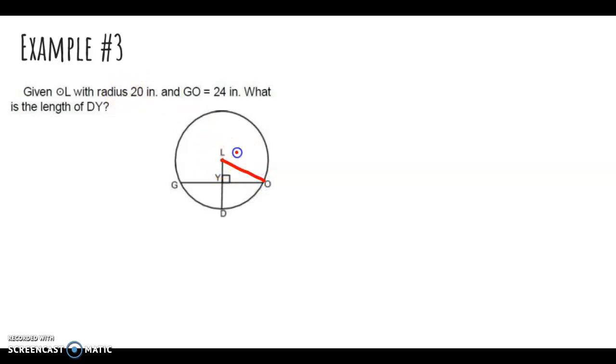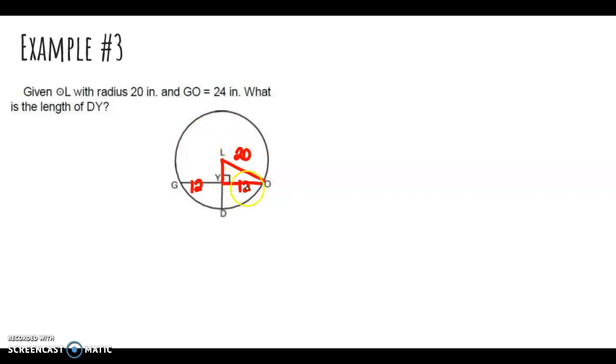We knew the radius was 20. We knew this whole thing was 24. So this is 12 and this is 12. And then we're focusing on this right triangle right here. All right. And again, can you use Pythagorean theorem? Absolutely. Feel free to use Pythagorean theorem.